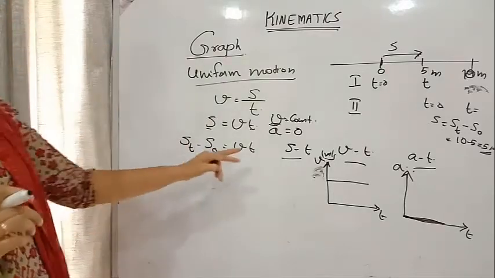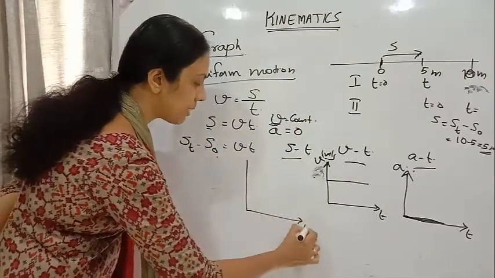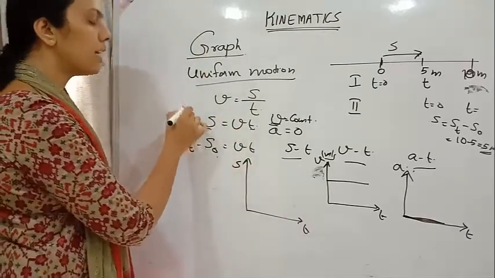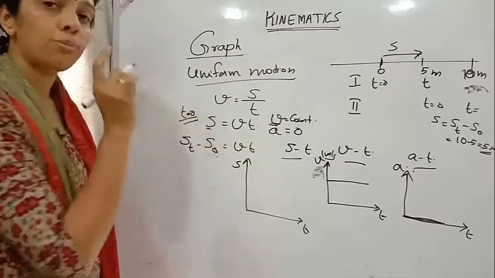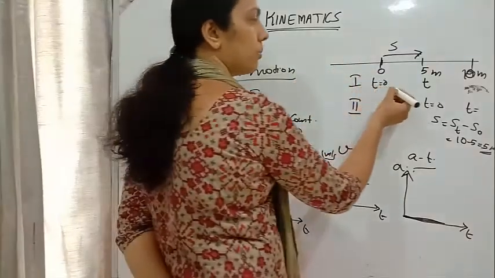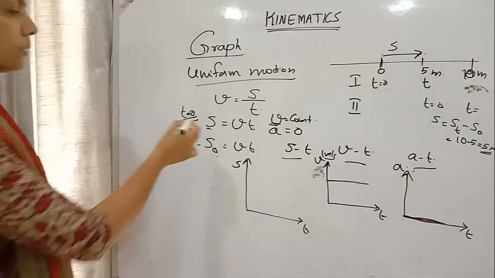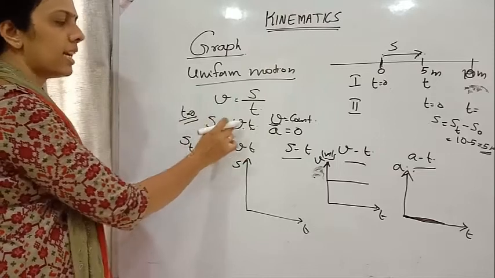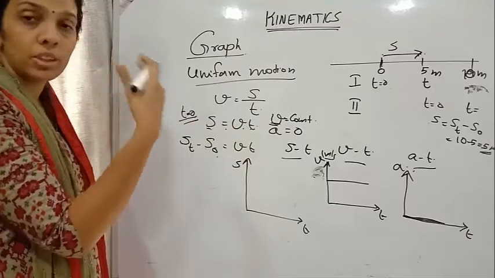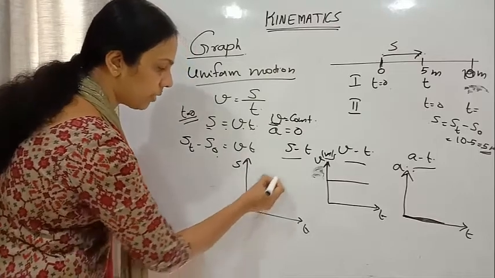Next, we are going to consider the displacement time graph. In the displacement time graph, this is the time axis and this is displacement. In S is equal to Vt, we said that when we start our observation, the object is at the origin itself. Then S is equal to velocity into time. Since velocity is constant, we can write S is proportional to t. As time changes, displacement also changes accordingly. Therefore, when it is at the origin, it will be like this.